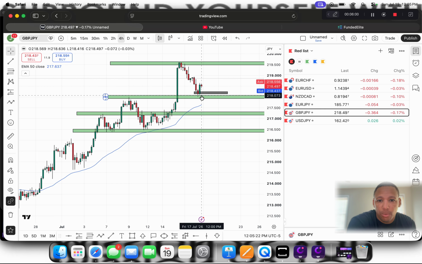GBP JPY is another one. We just got a rejection candlestick. We're now waiting on price to come to this area as long as the other four time frames are aligned.